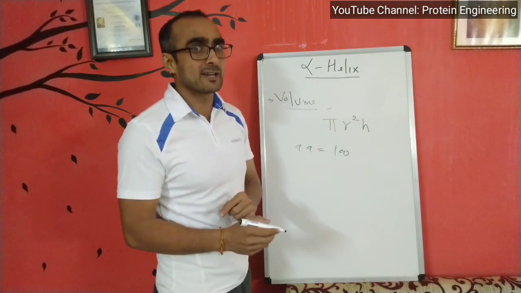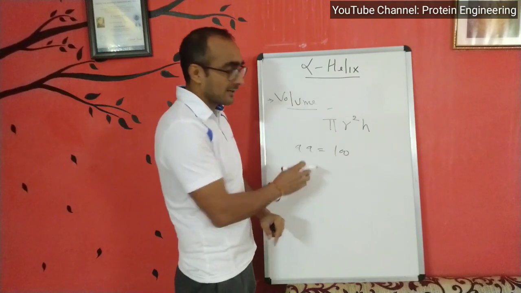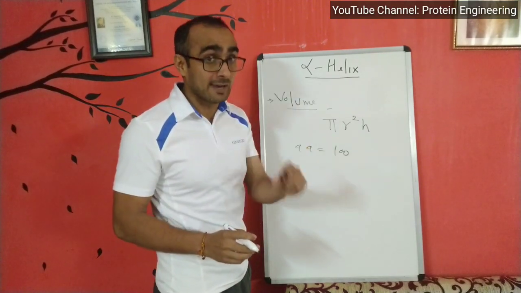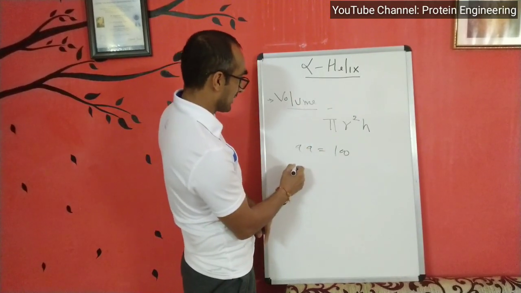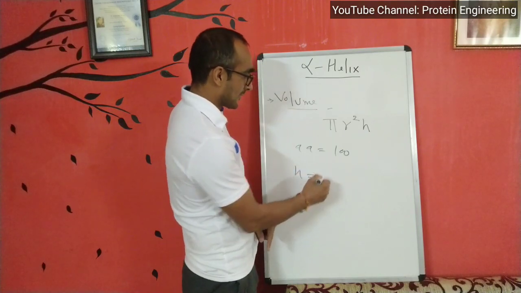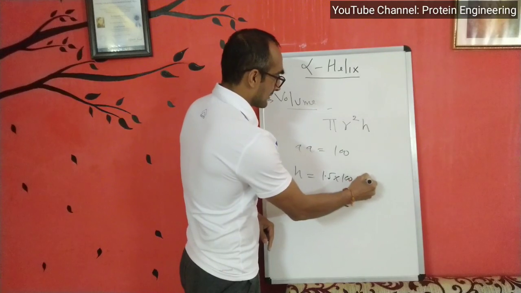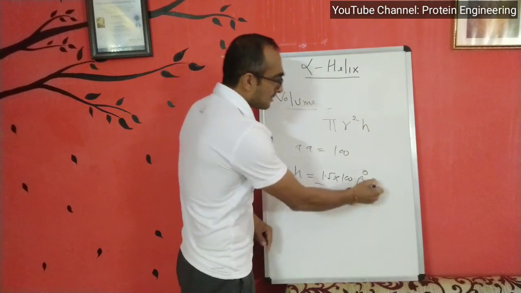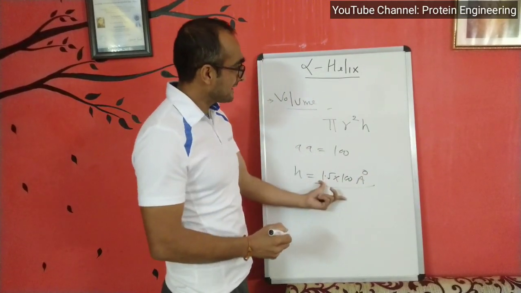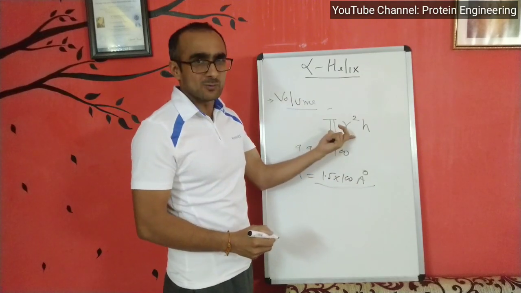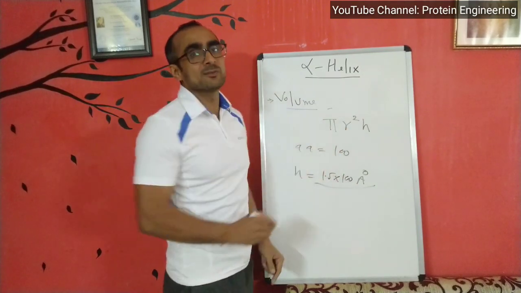That's called rise per amino acid. So it means one amino acid will have 1.5 angstrom effective length. So 100 amino acids would have H equal to 1.5 into 100 angstrom. So that's how height can be calculated. When you have height, you can simply put it into the formula in order to calculate the volume of the alpha helix.